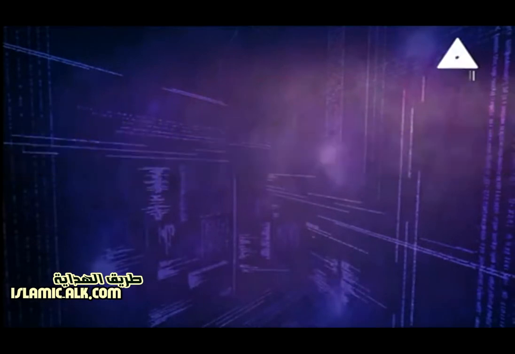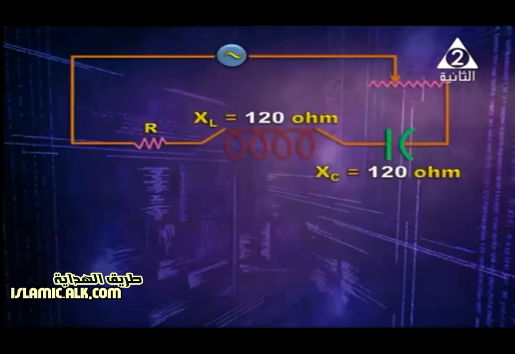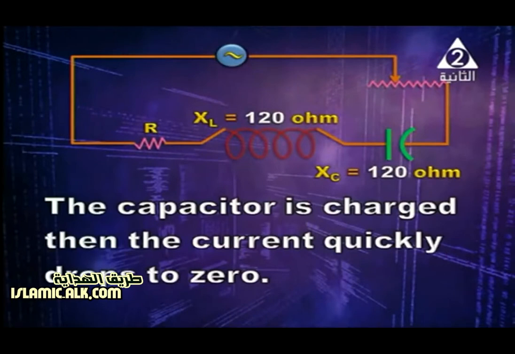What happens when the AC supply is replaced with a DC supply? If the AC supply is replaced with a DC supply, the capacitor will get charged, okay? And quickly the current drops to 0. So the answer is: the capacitor is charged, then the current quickly drops to 0.